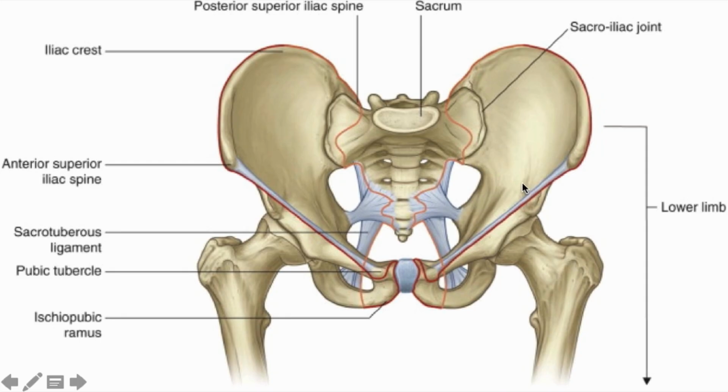You also have the pubic tubercle with the anterior superior iliac spine. You have the posterior superior iliac spine, and the medial margin of the sacrotuberous ligament, ischial tuberosities, ischiopubic ramus, and the pubic symphysis. Those are all major attachments to the axial skeleton.